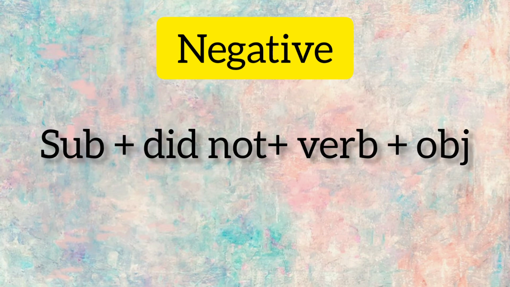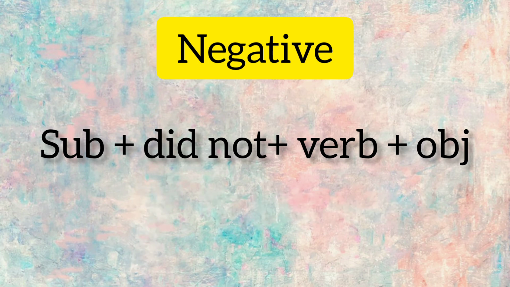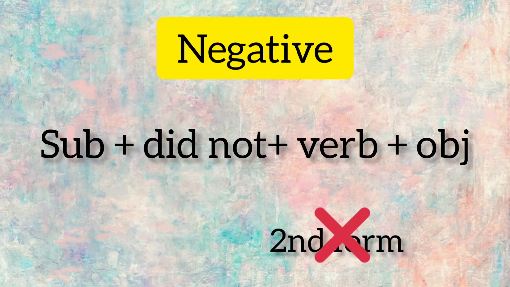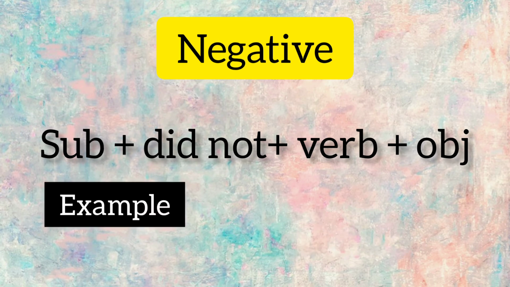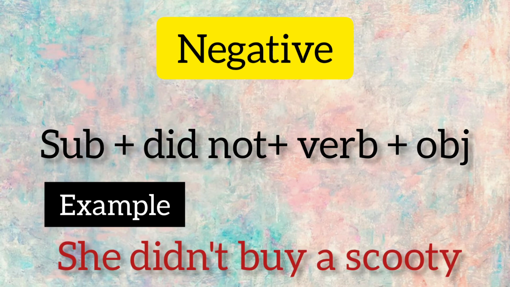Negative sentences. Negative structure: subject plus did not. Did is the auxiliary verb or the helping verb we use in the past indefinite tense. So wherever you find did, you can know easily that this sentence belongs to the past indefinite tense. Did not plus verb plus object. So here we change the verb to the first form again. हमने सिर्फ did लगाना है तो हमें फ़ौरन हमारा सेंटेंस पास्ट में चेंज हो जाएगा, और हमें सेकंड फॉर्म ऑफ वर्ब लगाने की नीड नहीं है. The example we have for the negative sentences is he did not eat food, or she did not buy a scooty. Also we are not considering here the subject, but we are using only did and the first form of verb.